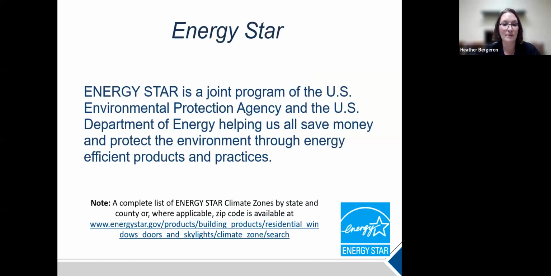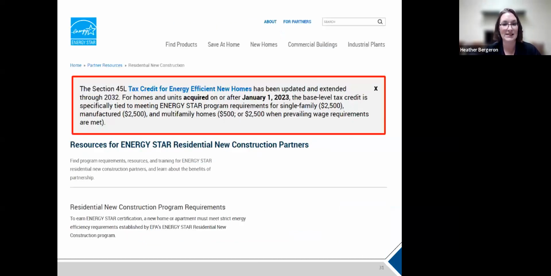There are different areas as far as EnergyStar and their climate zones by state and the county or applicable zip codes. Being nationwide as far as EnergyStar, if you're going on a state level, here in Texas, we have 3. For EnergyStar, they base everything off of 4, but there are other manufacturers out there in other states that go up to 16, and I believe California is on 16.